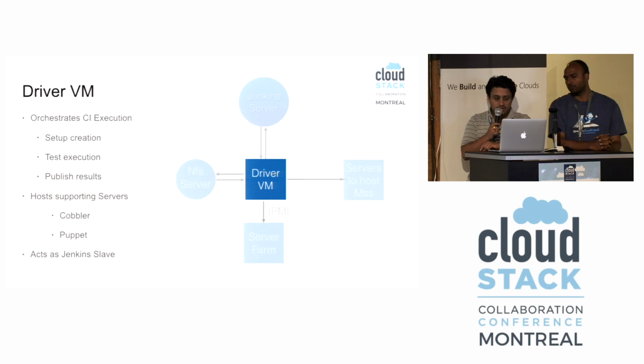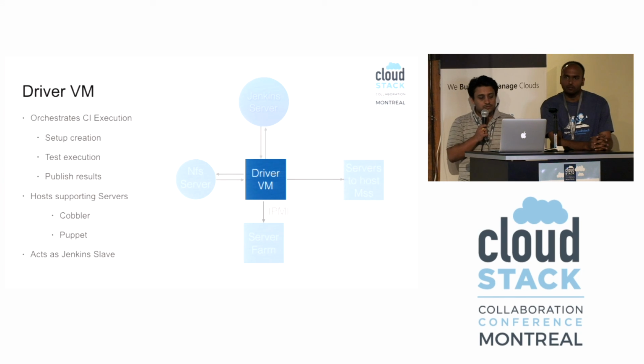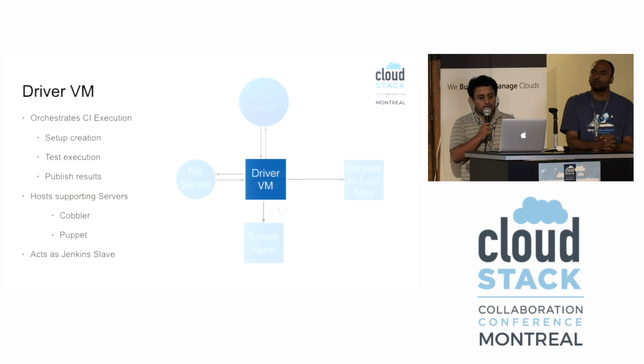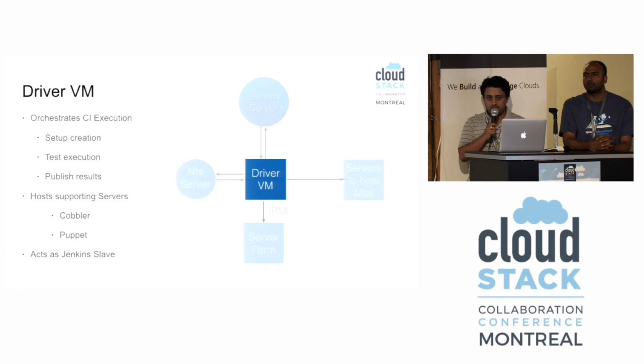Coming to the driver VM, I call it the driver VM because once it gets a trigger from Jenkins, this is the one which goes and orchestrates all the test setup, runs the tests, and publishes the results. It also has utility servers like Cobbler and Puppet, which help us in creating the CloudStack setups. So this is the one which drives the entire test run, and it is also a Jenkins slave.